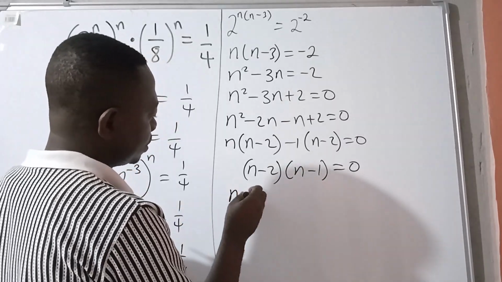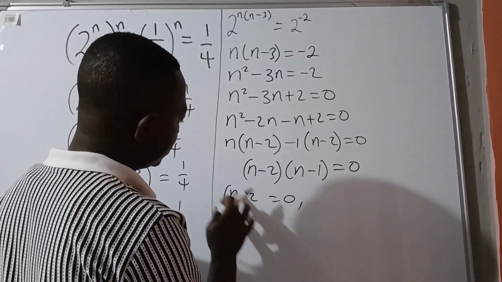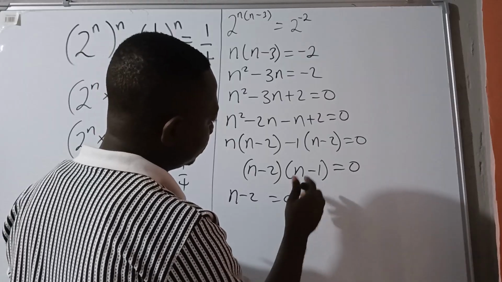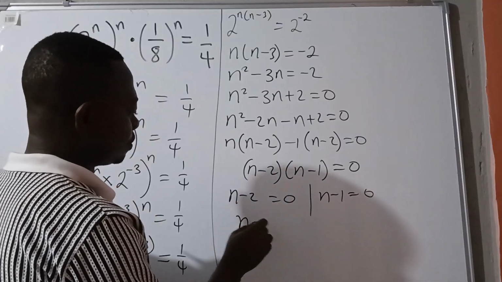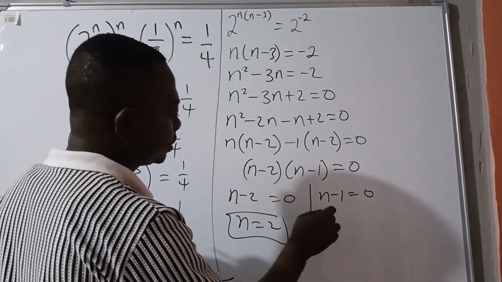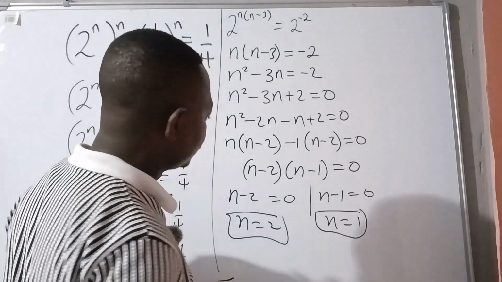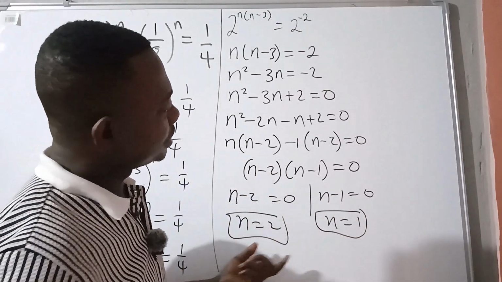So we have n minus 2 equals 0, and n minus 1 equals 0. So we have n equals 2, that's the first answer, and n equals 1, that is the second answer. So we have two answers here.